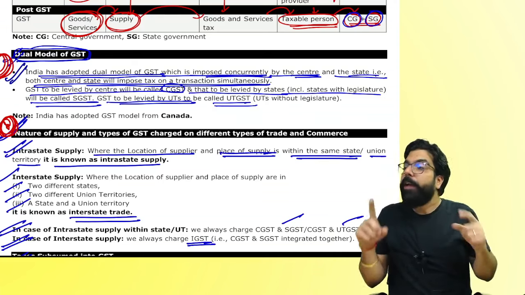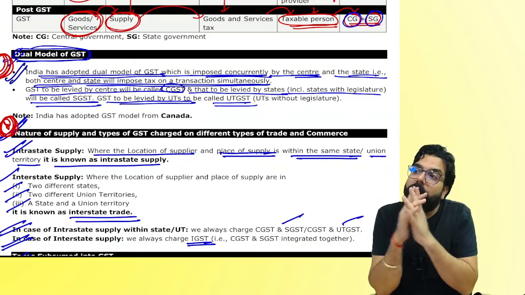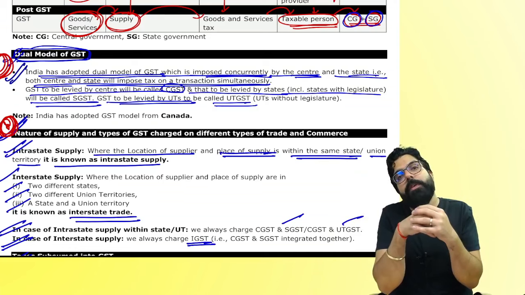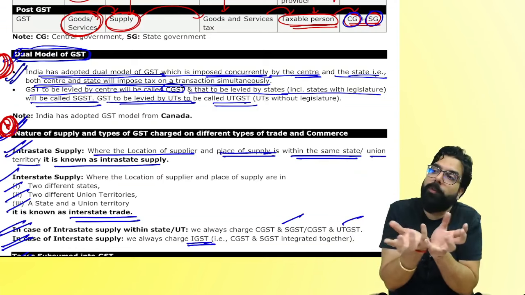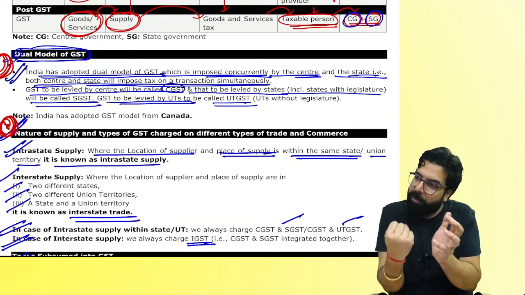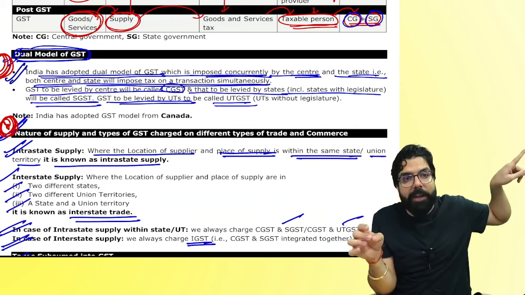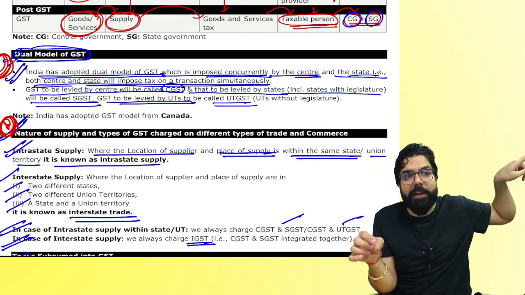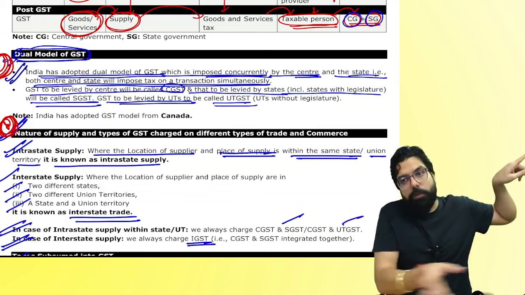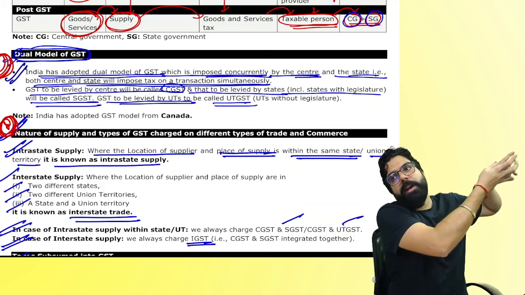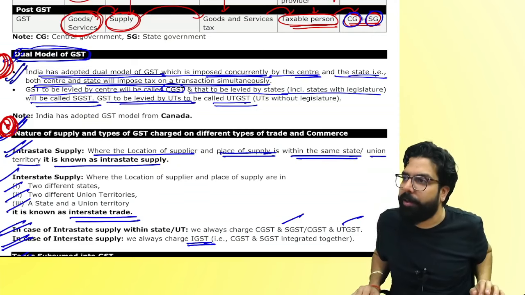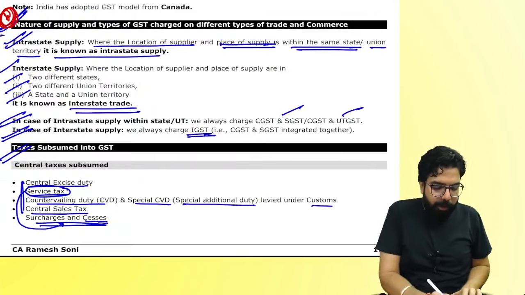Do you remember that? Interstate mein what will be charged? IGST. IGST will go to whom? Central government. Central government will do what? Apportion between center and state. But if in the state that person is a registered person and he wants credit, then the total amount central government will give him the credit. IGST ka credit.